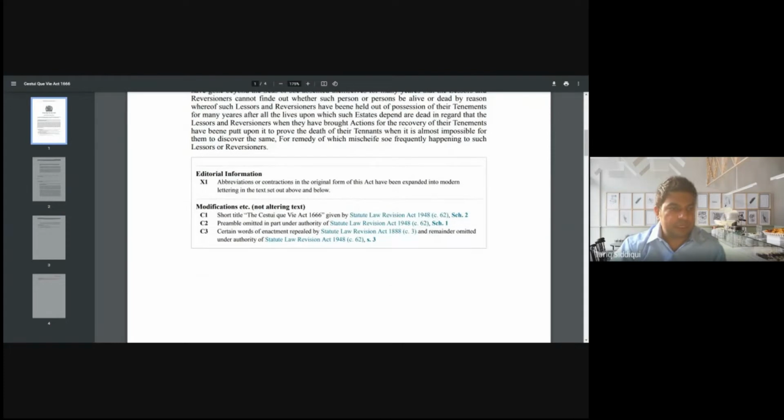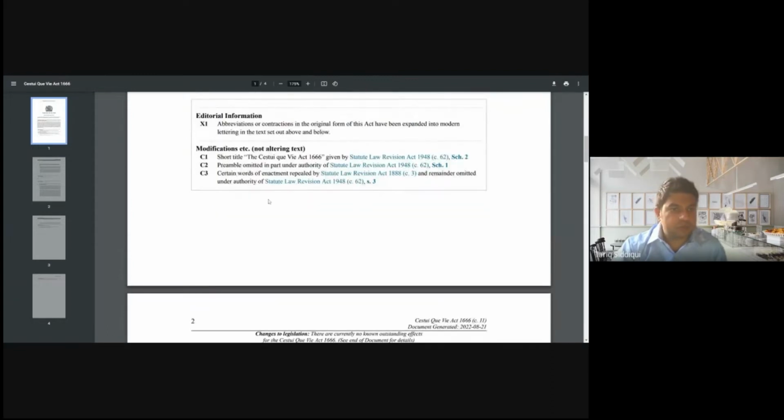Editorial information. My mouse is doing funny things, so I'm not going to try and highlight that because it's going to cause problems. Editorial information. Abbreviations or contractions in the original forms of this act have been expanded into modern lettering in the text set out above and below. So there are some modifications.